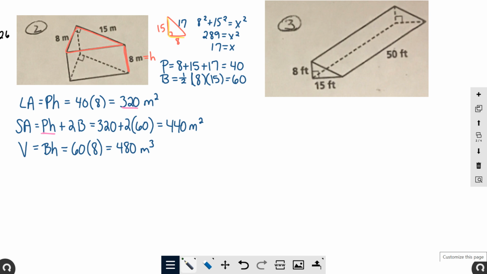No, the base would be the triangles. So remember, if it's written with triangles, the base is the triangles.